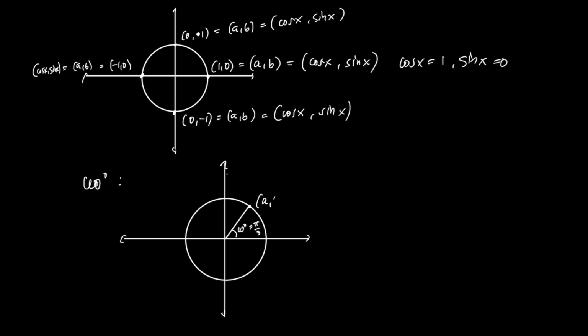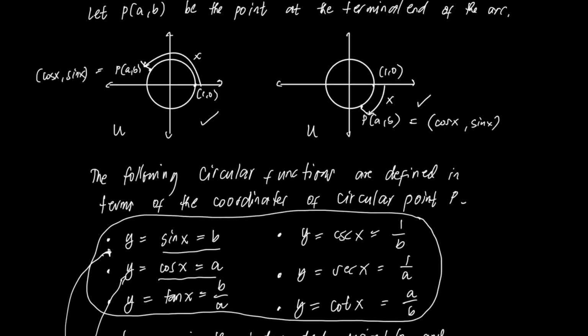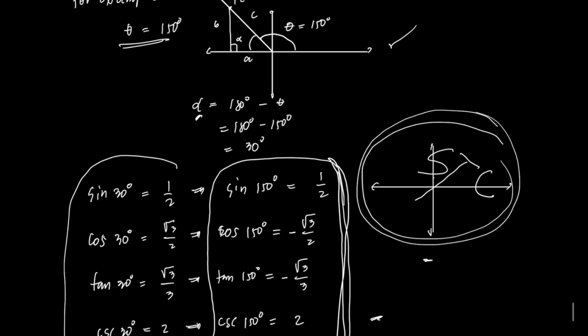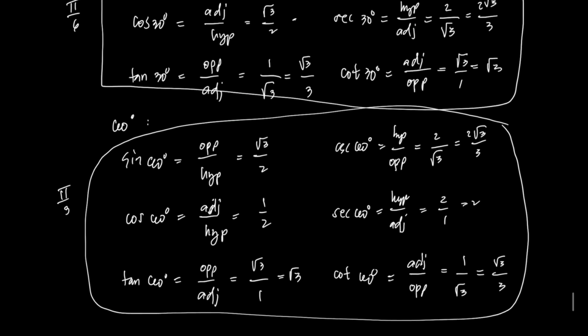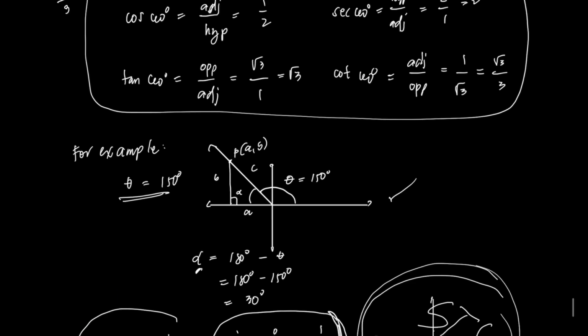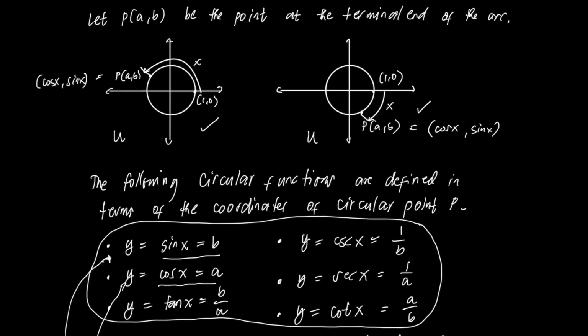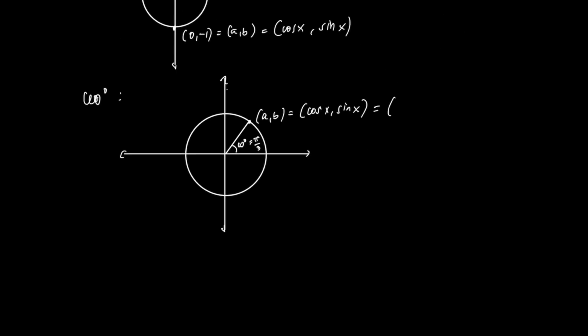This point here again is AB, and AB is cosine x, sine x. And what is again cosine 60 degrees from our special angles lesson? The cosine 60 degrees here is 1/2, and the sine 60 degrees is square root of 3 over 2. So therefore this is 1/2 and this is square root of 3 over 2 here, that point.